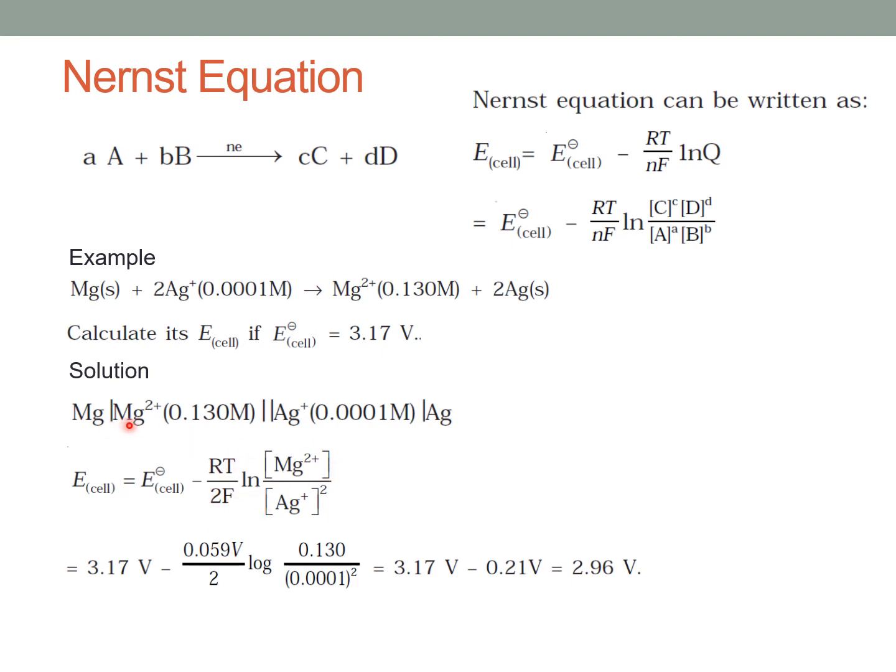So here the concentration of the oxidized species at the anode comes first, so Mg2 plus ions, then silver plus ion power 2. So the Mg2 plus ion concentration you can substitute here as 0.130, and the silver plus ion concentration you can also substitute and square it. Then you can solve this equation, because E star cell you know, 3.17 volts, minus the remaining 0.059 by 2 log of this much. So it becomes 2.96 volts.